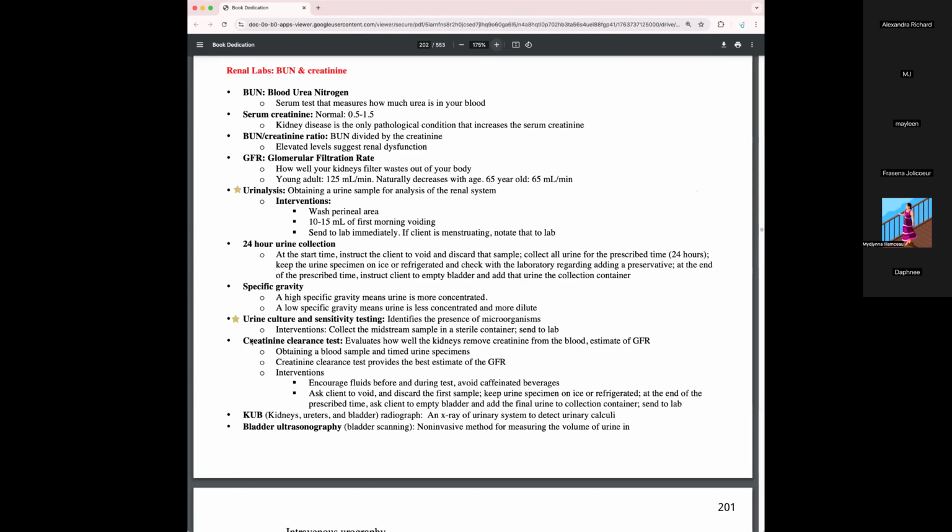urine culture and sensitivity. So remember, I told you that urinalysis is really just analyzing the urine for what's in it, right? So what are we looking for in the urine in a urinalysis? We're looking for white blood cells, red blood cells, protein, glucose, ketones, leukocyte esterase, nitrites, right? And so let's say if the urinalysis had high white blood cells and high leukocyte esterase and high nitrites, what are we suspecting?